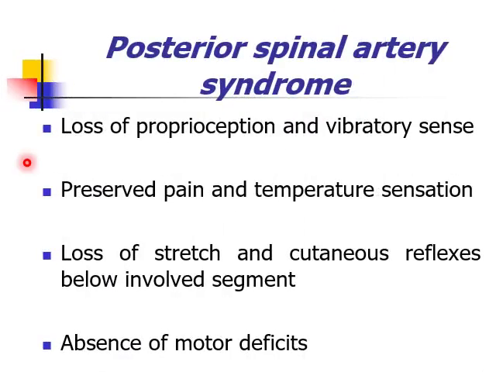For the posterior spinal artery syndrome, we've got loss of proprioception and vibratory sense. That's logical, because the posterior spinal artery supplies the posterior 1/3 of the spinal segment, and this area is occupied by the dorsal column carrying this sensation. We have preserved pain and temperature sensation. This is because the anterolateral system is spared, being supplied by the anterior spinal artery. We have loss of stretch and cutaneous reflexes below the involved segment. We have absence of motor deficit because the anterior horn is spared and is supplied by the anterior spinal artery.